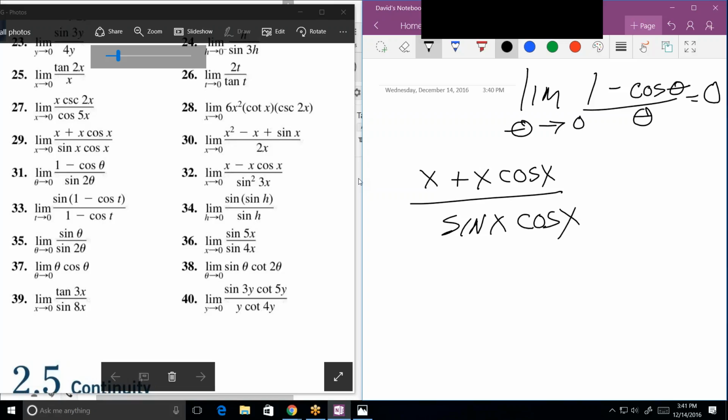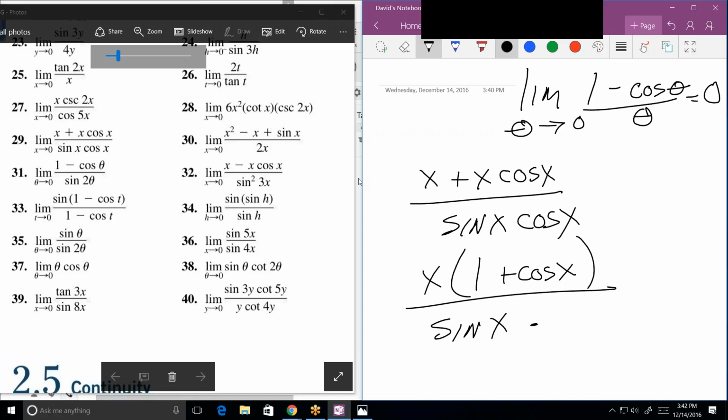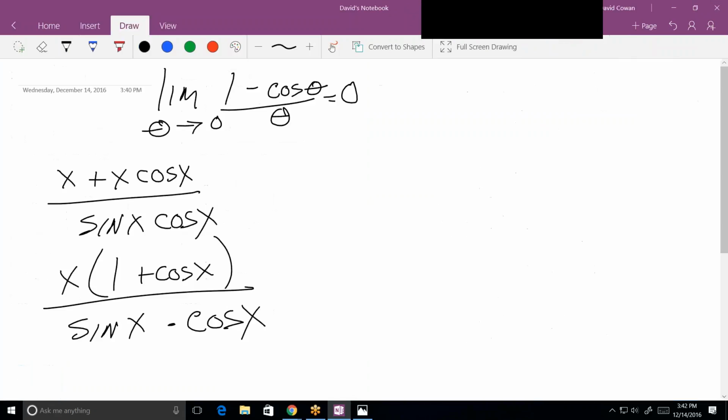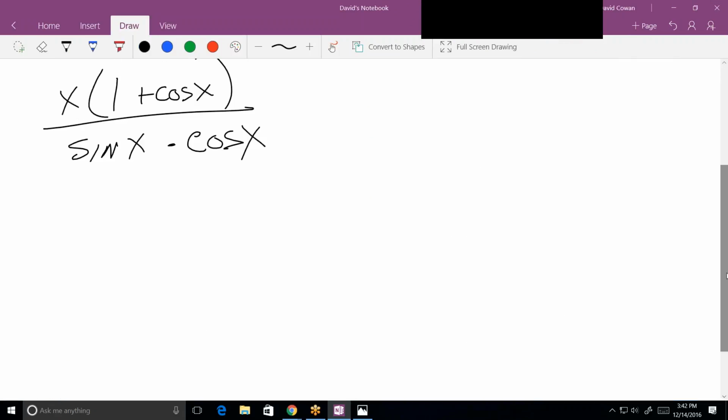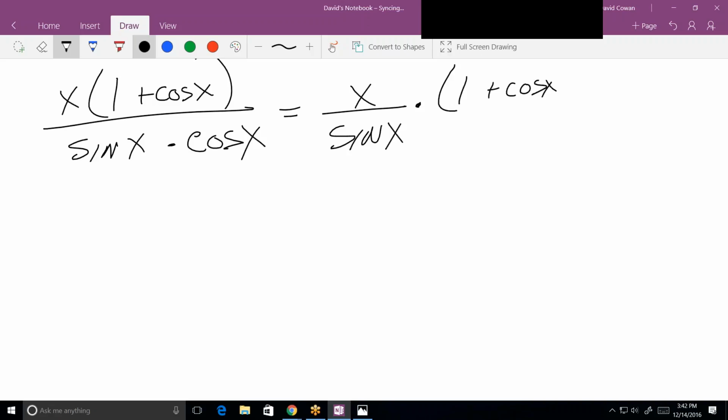Let's see. If I employ factoring here, I get x times 1 plus cosine x in the numerator, and in the denominator, I get sine x times cosine x. Well, I can do some splitting up of that. In other words, this whole thing is x over sine x times 1 plus cosine x over cosine x. And now we have our answer.